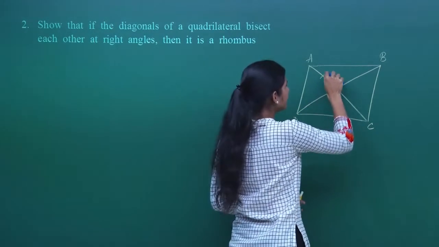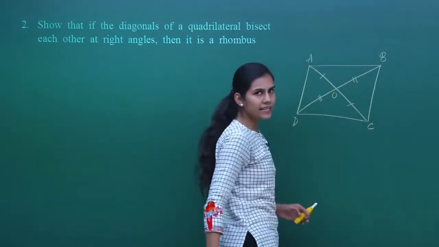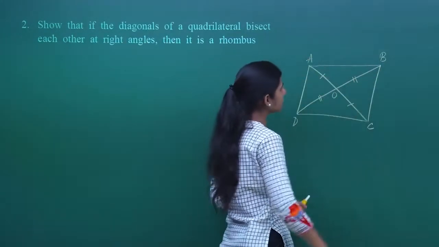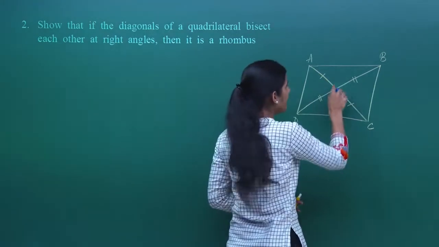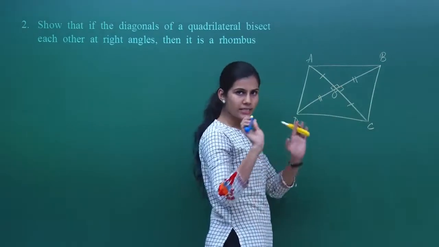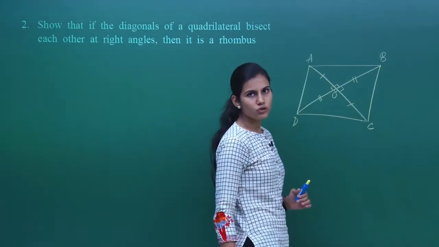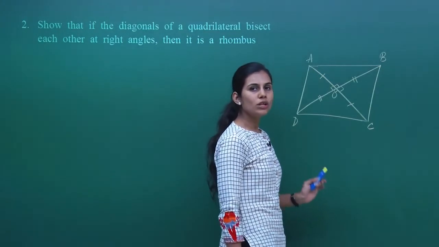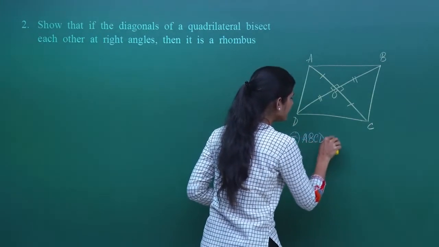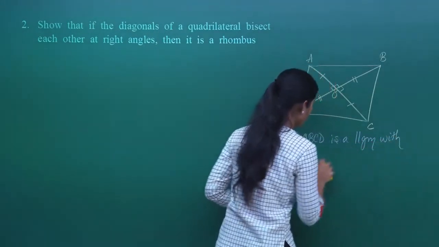They are bisecting first of all. That means AC diagonal is bisecting BD diagonal into 2 halves and BD diagonal is bisecting AC diagonal into 2 halves. Right? And they are bisecting each other at right angles. Clear? This is what is given to me. I have to show this is a rhombus. To show this is a rhombus, what is it I have to show? It is a parallelogram whose all sides are of equal length. So I have to show ABCD is a parallelogram with all sides equal.